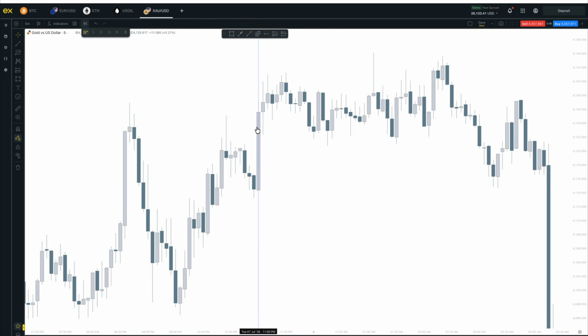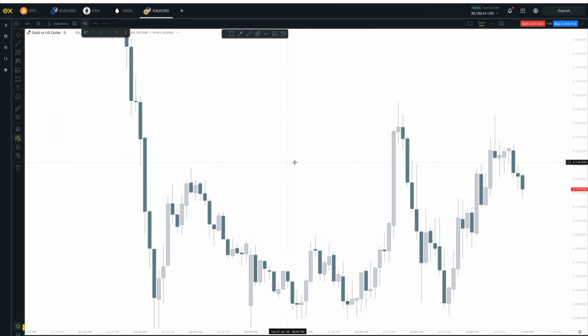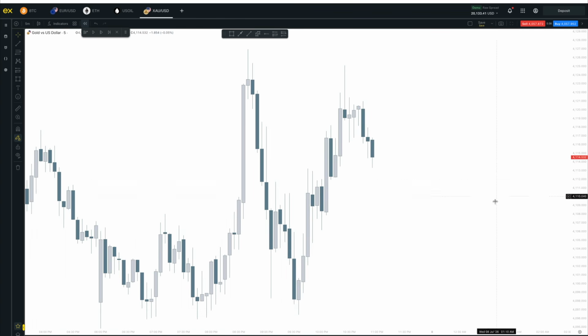Okay, I will start from this area. We will see how this price action develops. So let's start from here. We will study it candle to candle.